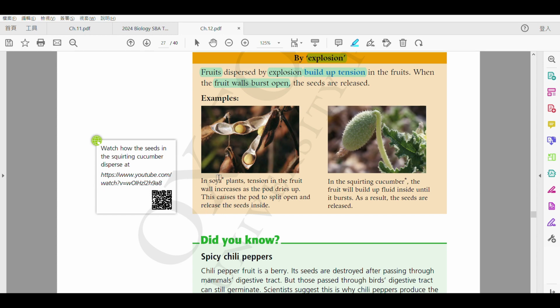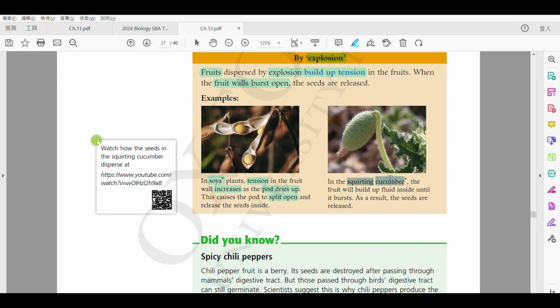For example, usually pea plants, pea plants, for example this soya, soya is 黃豆, OK. And then the tension will increase when the pea pod dries up. When the pea pod dries up, the tension increases and it will burst open. You will see the seed pod burst open, or we can say split open, and then release these soya beans.